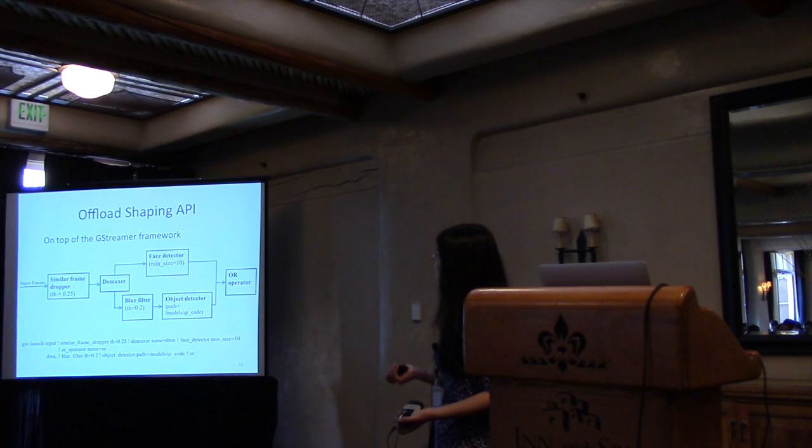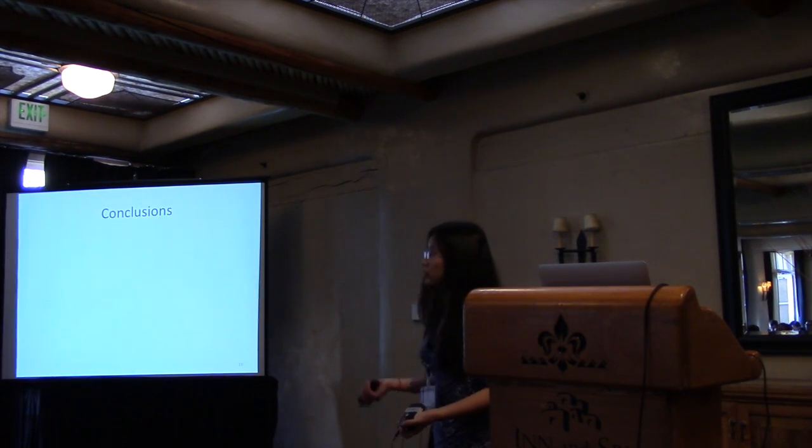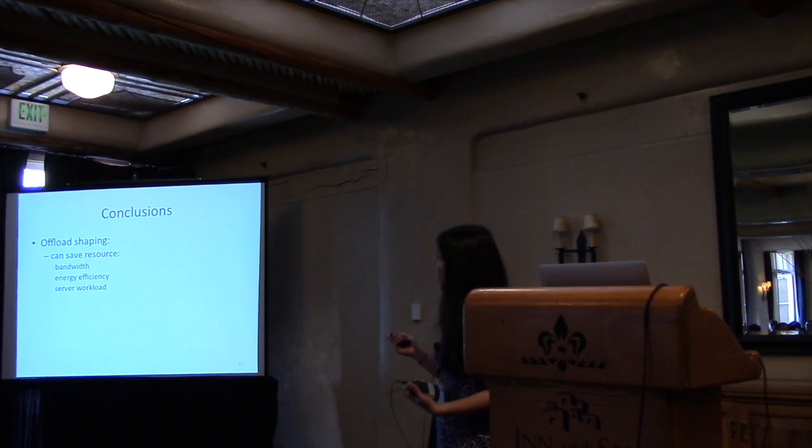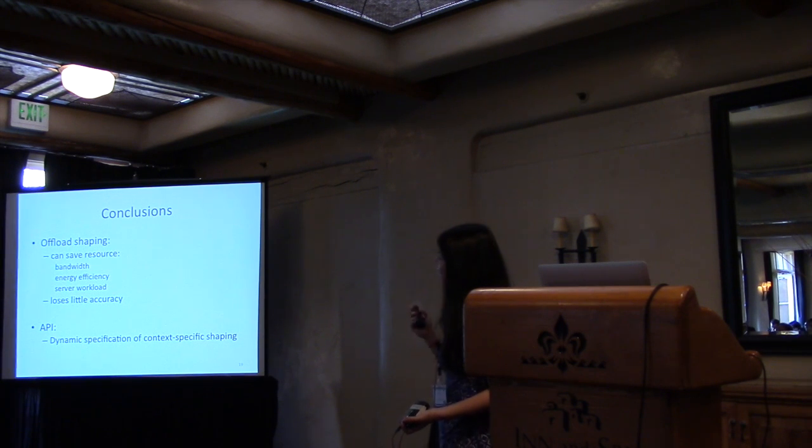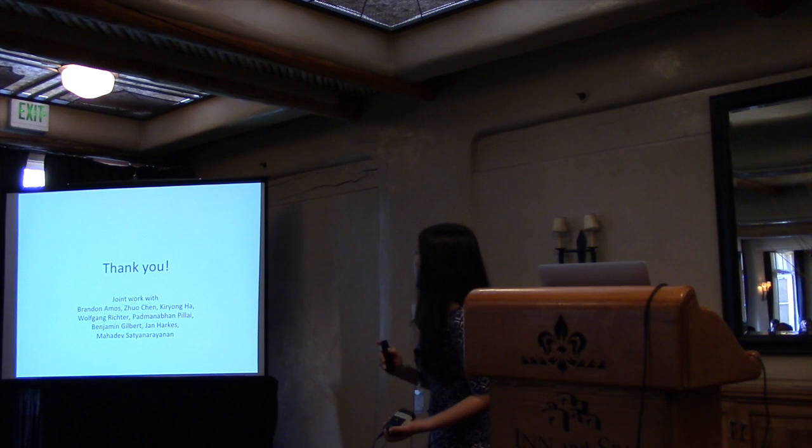and it's actually quite straightforward. So to conclude, in this work, we've shown examples that offload shaping can save resources in terms of bandwidth, energy efficiency, and server workload with only little loss of accuracy. Also, we propose an API for applications to dynamically specify context-specific shaping. And that's the end of my talk.